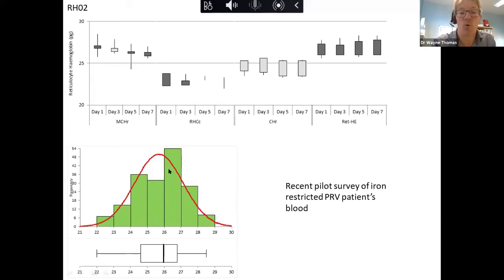And if we just plot out all of the results together and we say that 29 is the cutoff, every single machine said this was iron restriction. So that's really pleasing to see.